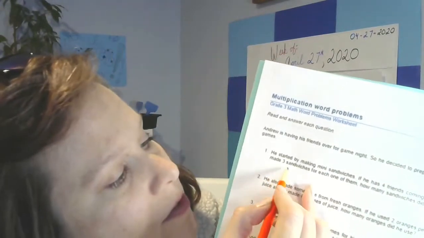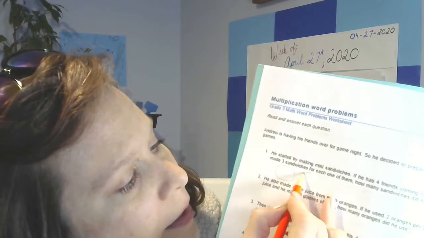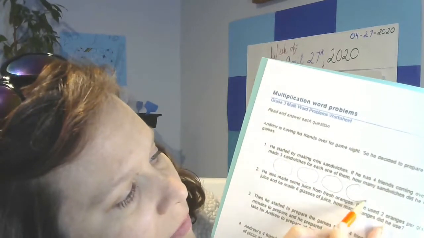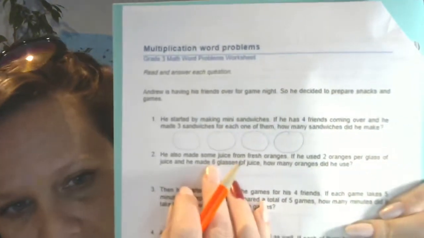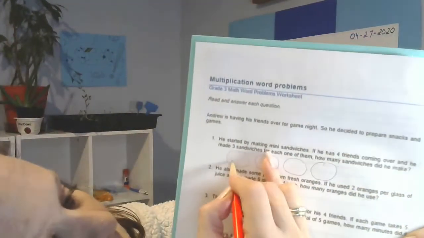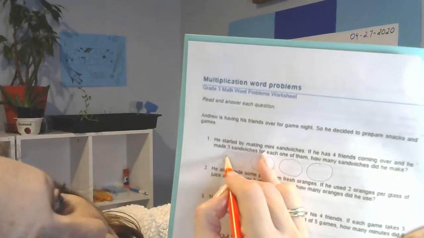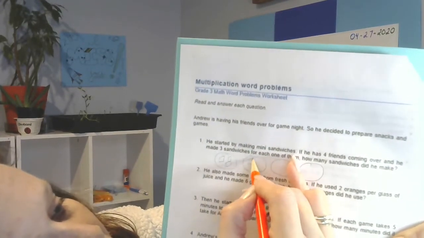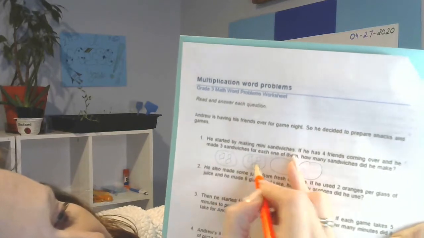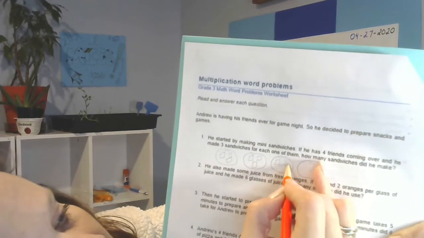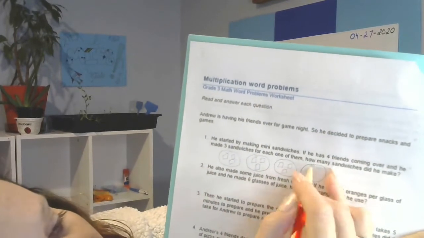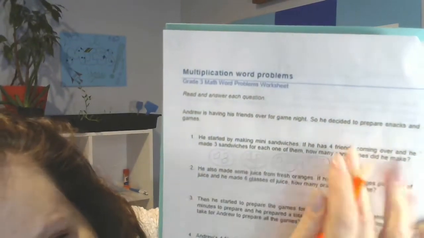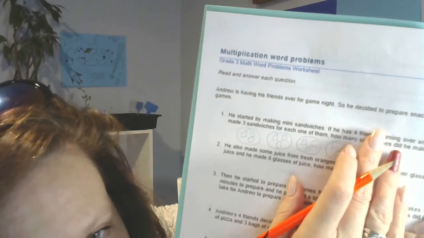I could also draw his friends and make an equal groups model. Here would be his 4 friends, and each one of them gets 3 sandwiches. Make sure you're reading carefully. 1, 2, 3 sandwiches for you, buddy. 1, 2, 3 sandwiches for you, friend. 1, 2, 3 sandwiches for you. And 1, 2, 3 sandwiches for you. Okay, I have an equal groups model.